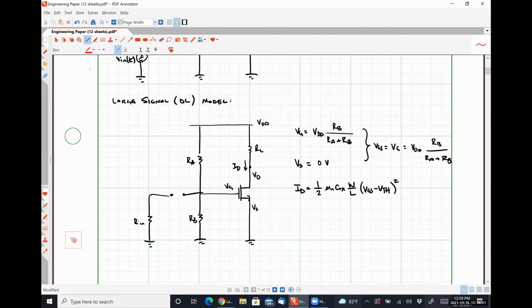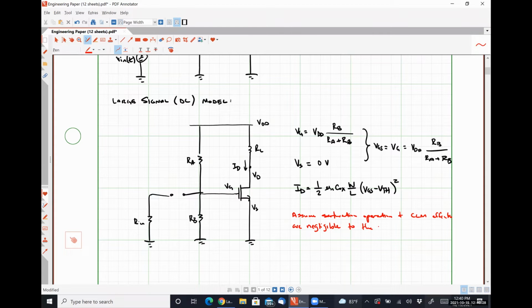Okay, so I'm making two assumptions here. You pointed out the one I forgot about. What's the other one? Say that louder. Saturation, absolutely. Assume saturation operation, and channel length modulation effects are negligible.